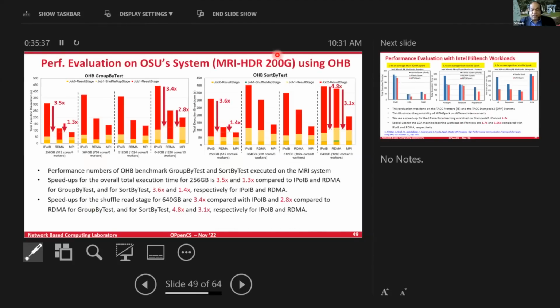So this is another SDR 200 gigabit system, with very similar results. If you keep on increasing to very large datasets, 640 gigabytes, 128 cores, even compared to our earlier RDMA Spark design, we can give you benefits of a factor of 2.8, 3.4, even sometimes 4.8x.